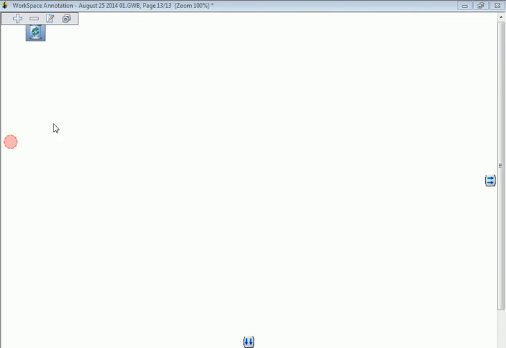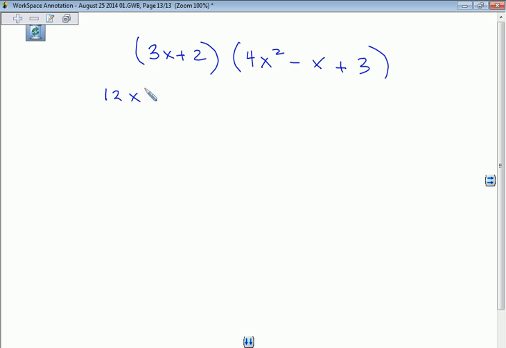Okay. So now let's do a binomial times a trinomial. So let's do 3x plus 2 and 4x squared minus x plus 3. Okay, exact same thing. We're still going to distribute. I always start with a polynomial that has the least number of terms, so I would start by taking the 3x, distribute it through the trinomial, and then the 2 and distribute it through the trinomial. So when we distribute that 3x through, we get 3x times 4x squared makes 12x to the third.